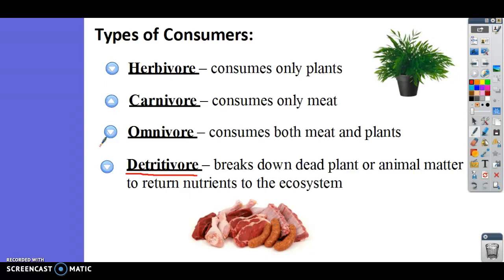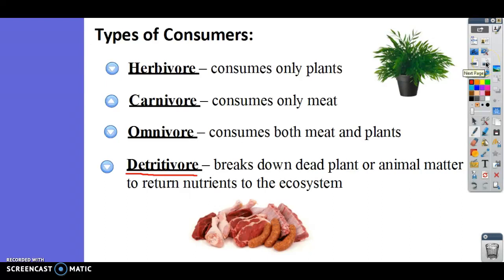Like I said, fungi, we have some kinds of millipedes and beetles that do this, and then earthworms. These are good examples of detritivores. Again, a fancy word for decomposer, and you should have already seen most of these terms.